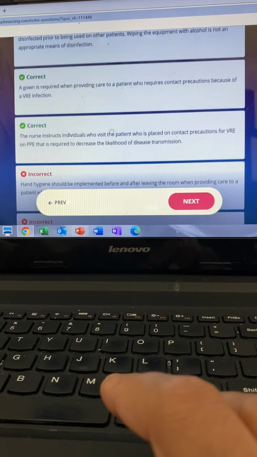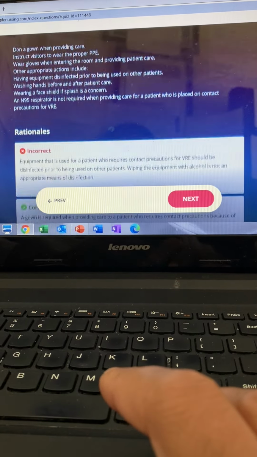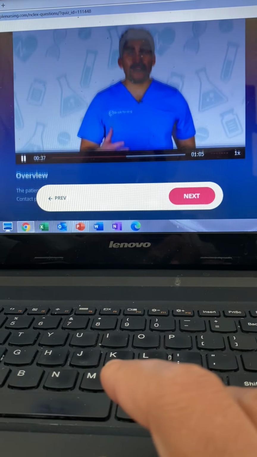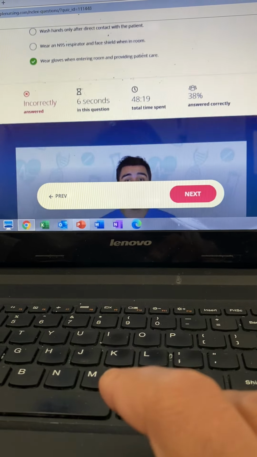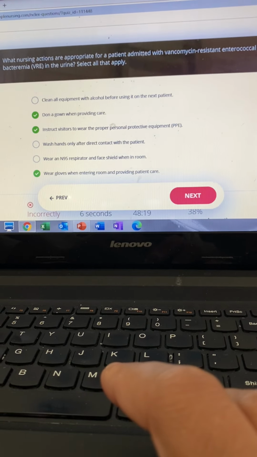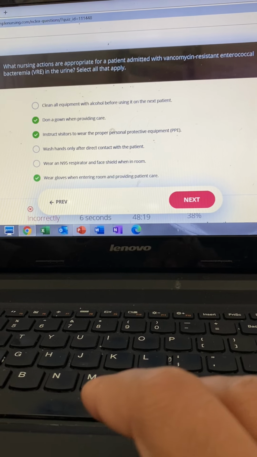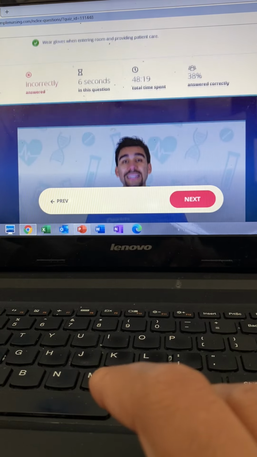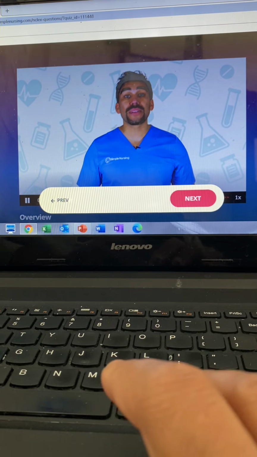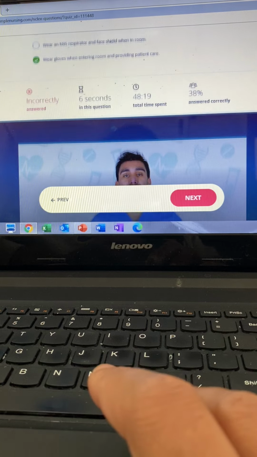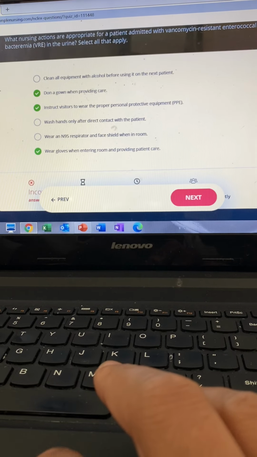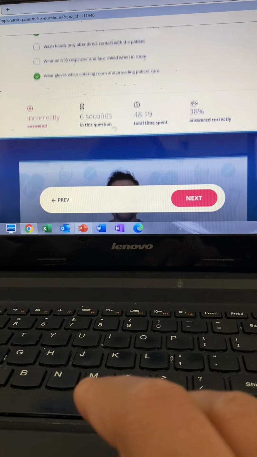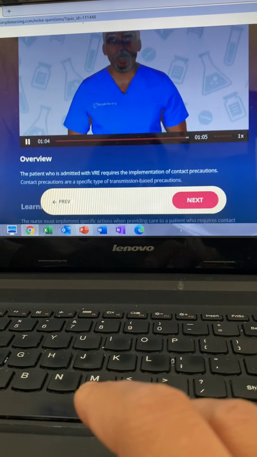Gowns are needed for contact precautions. And option 3 is correct. Visitors need PPE for contact precautions. Now 4 and 5 are incorrect. Washing hands before and after all patient care. And option 5, N95 is not really for contact precautions. Now lastly, option 6 is correct here. Gloves are needed for this contact precautions. Remember, if you're in close proximity and may come in contact, then it's contact precautions. Okay, that wraps it up. For more details and test tips, please see the rationale below.